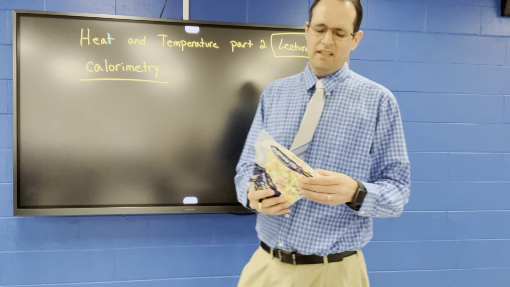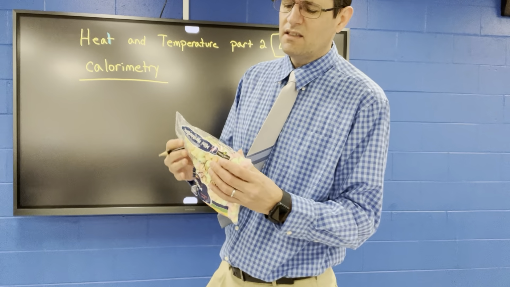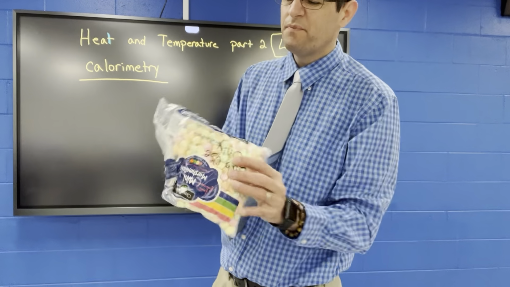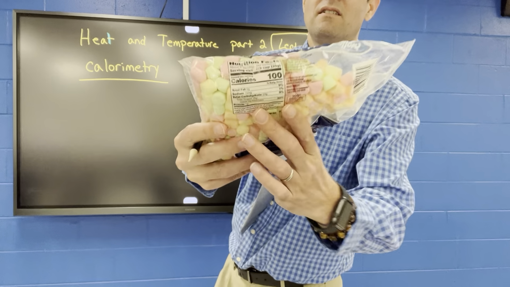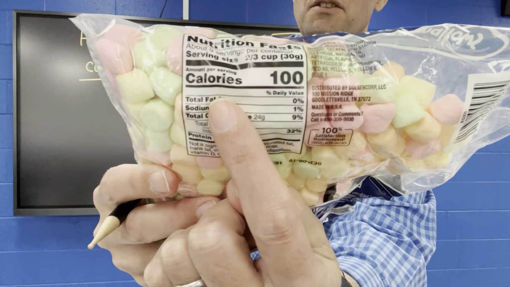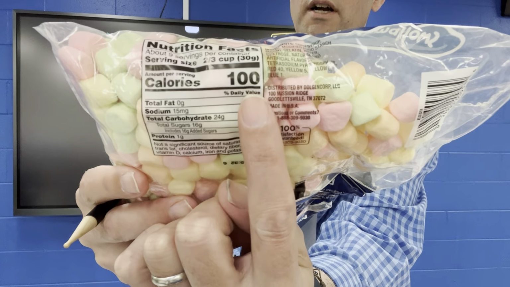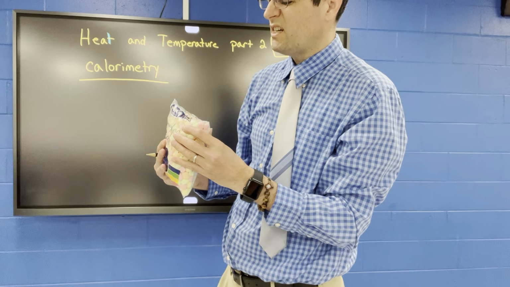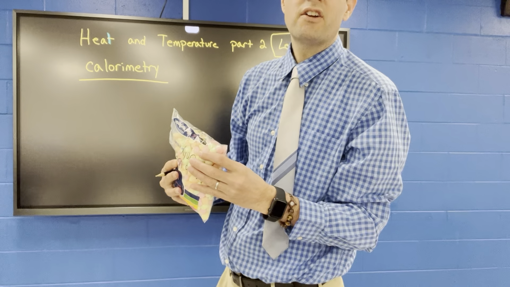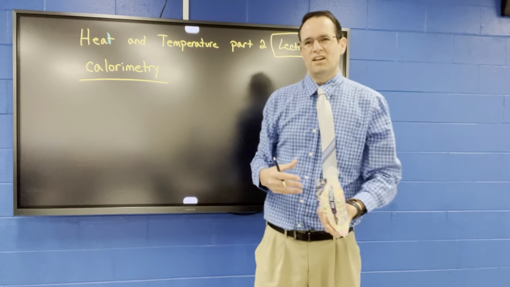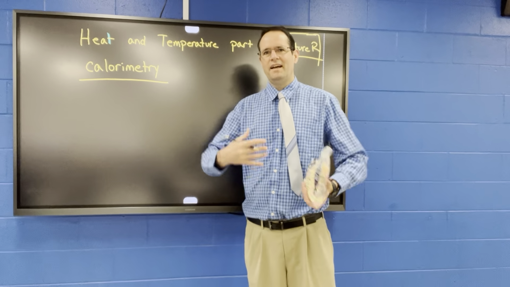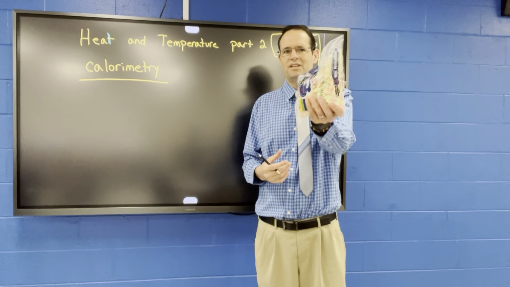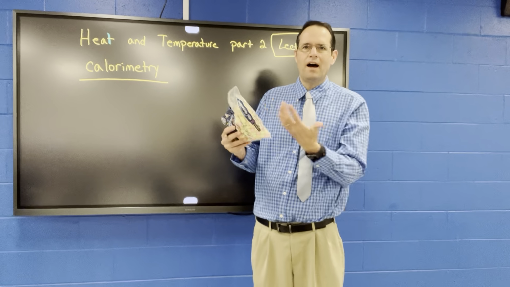In the lab today, we are going to be analyzing the number of calories in one of these marshmallows. On the information label here, it tells you that there are 100 calories contained in a serving size of about 30 grams. How is that obtained? Where does that come from? How do they know there's so many calories in here? I mean, it doesn't feel hot.